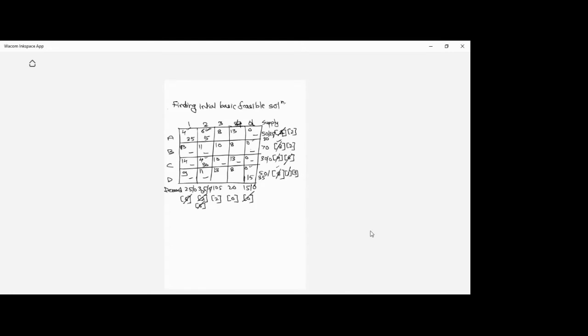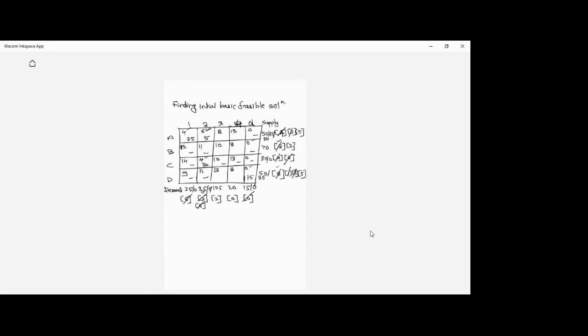So let's check the penalties of column number 3. It is 10 minus 8, that is 2. For column number 4, it is 8 minus 8, that is equal to 0. Right? For row number 1 now, 13 minus 8, the penalty is 5. For the next, it is 10 minus 8, that is 2. For the last row, it is 13 minus 8, again 5. So we have a tie in penalties for 5.